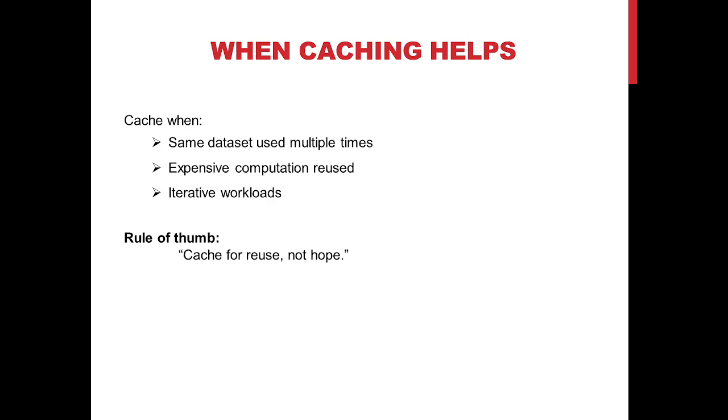Caching helps only in specific cases. When the same dataset is reused multiple times, when an expensive computation is reused, or in iterative workloads like machine learning. A simple thumb rule is cache for reuse, not for hope.